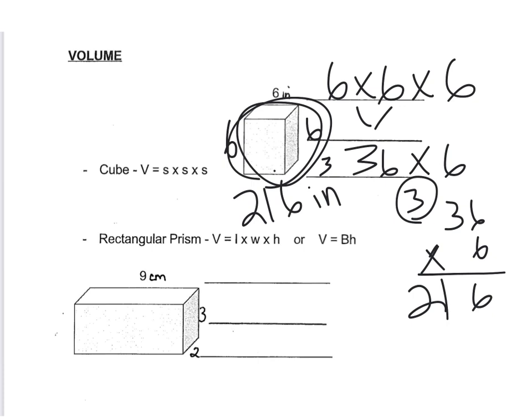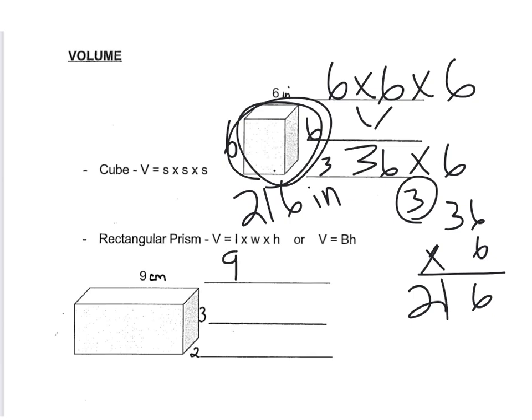Okay, so for the rectangular prism, if we move down, I see some dimensions here. I see 9 centimeters. I see 3 centimeters. I see 2 centimeters. So I'm going to break this down as far as what each one represents. The 9 on this one is the longer side. So I'm going to say that that's going to be my length. So I'm going to start with 9 here.